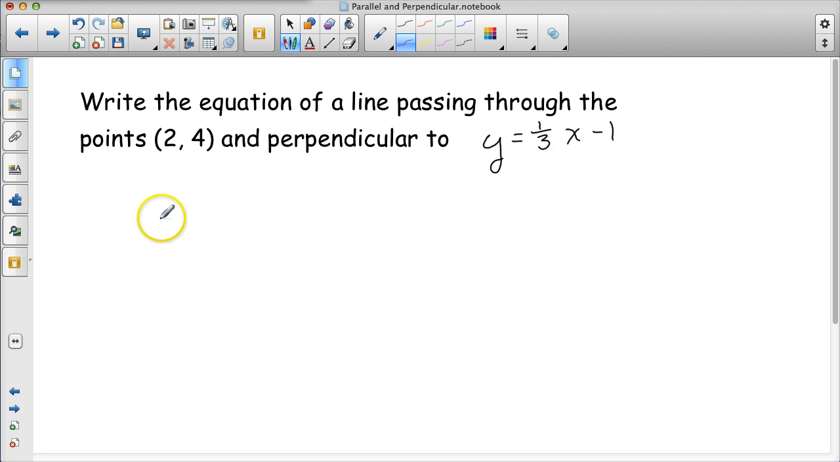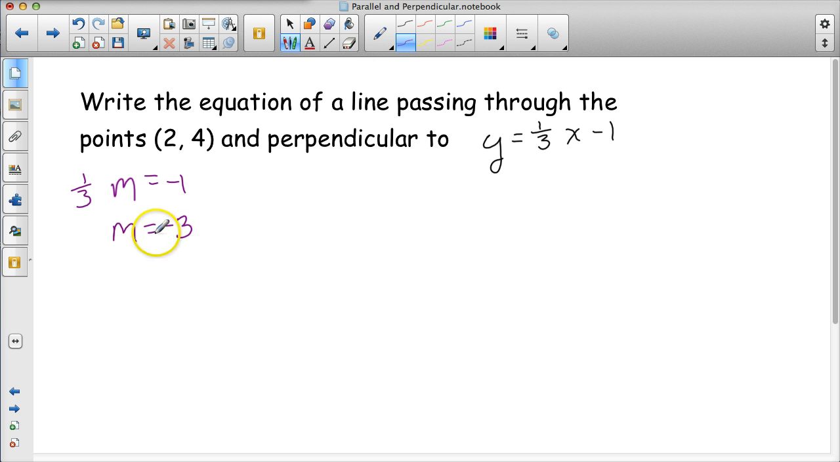In order to write the equation of my new line, I need to find m. I know that m has to be the number that I can multiply 1/3 times to get -1, because the product of my slopes has to equal -1. So to solve for m, I multiply both sides of this equation by 3. So m equals -3.